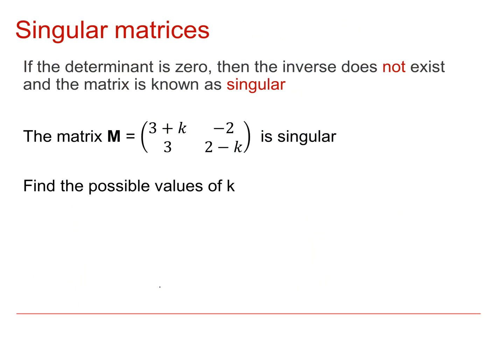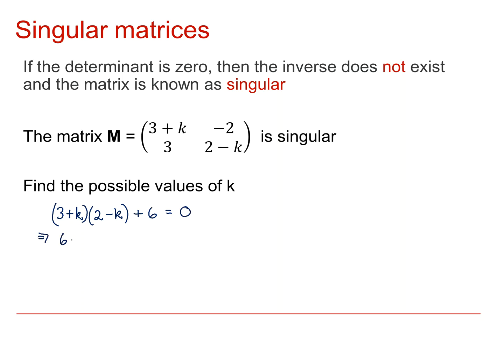If the determinant of a matrix is 0, then the inverse matrix doesn't exist, and the matrix is said to be singular. It doesn't have a partner inverse matrix. So in this example, we're asked to find K, and we're told that the matrix is singular. That means that its determinant, 3 plus K, multiplied by 2 minus K, take away 3 times minus 2, which is then plus 6, is equal to 0.